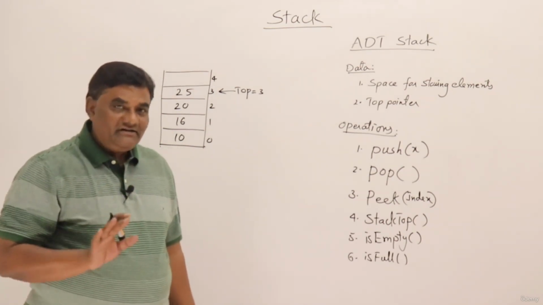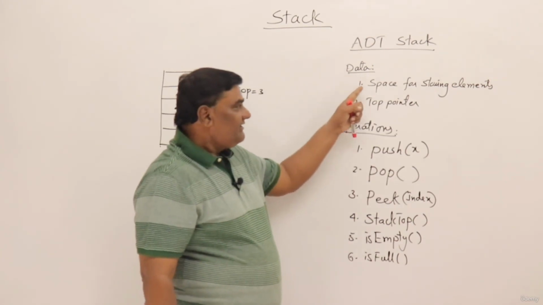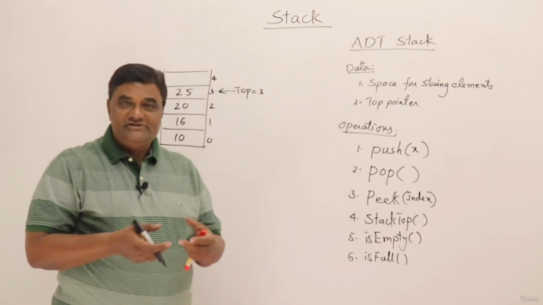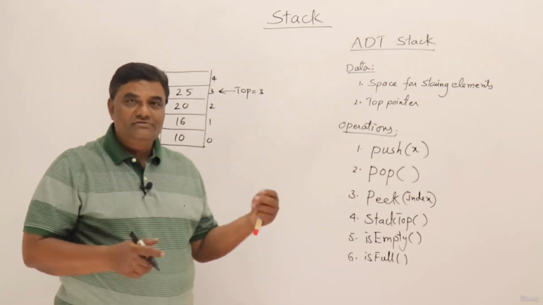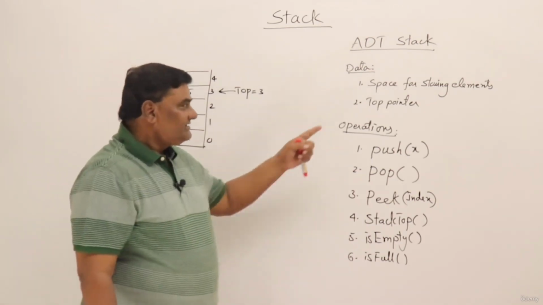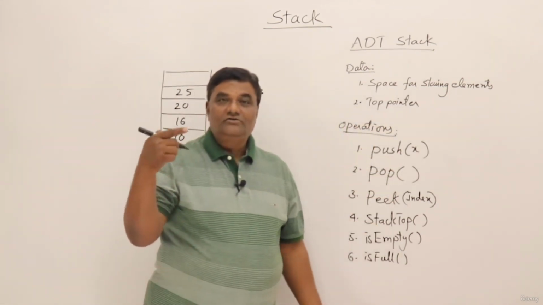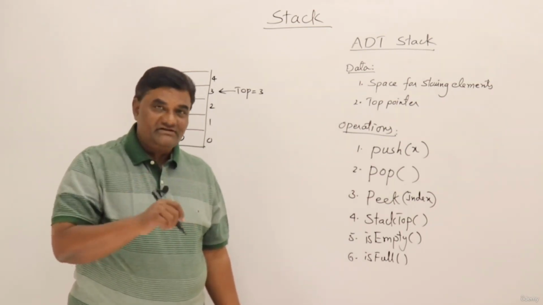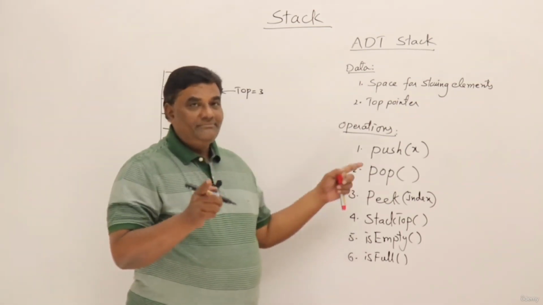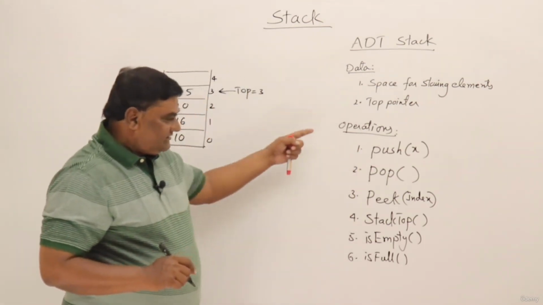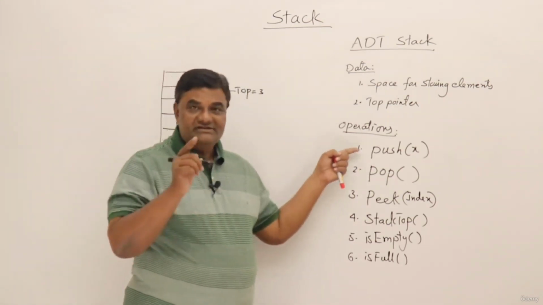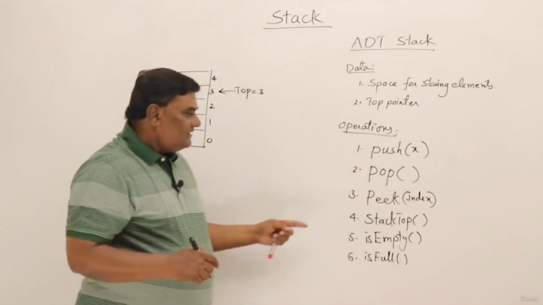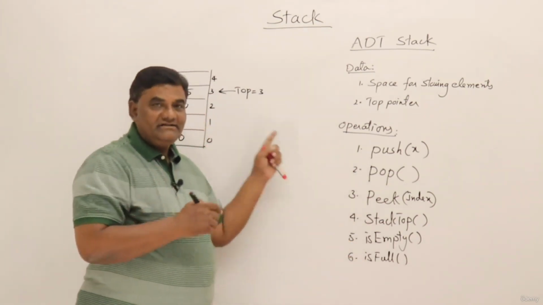So let us see what is there in the ADT. The data that is required: we need space for storing the elements. As I said, a stack is a collection of elements, so we need space for storing that collection. The next thing is we need a top pointer pointing at the topmost element in the stack, because the important one is the topmost element, which was recently inserted. Then these are the operations in the stack. Push means inserting a value, pop means deleting a value, peek means looking at a value. Let us see all the operations. I have taken an example here.